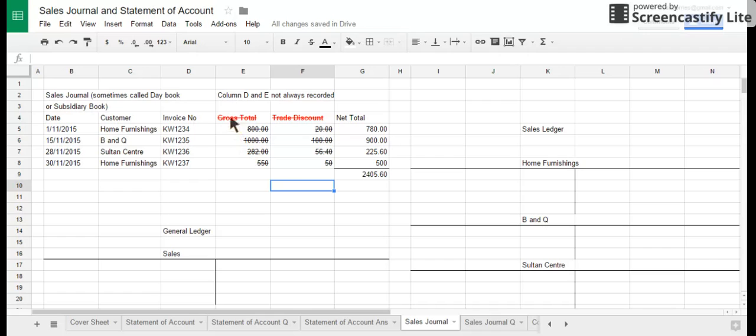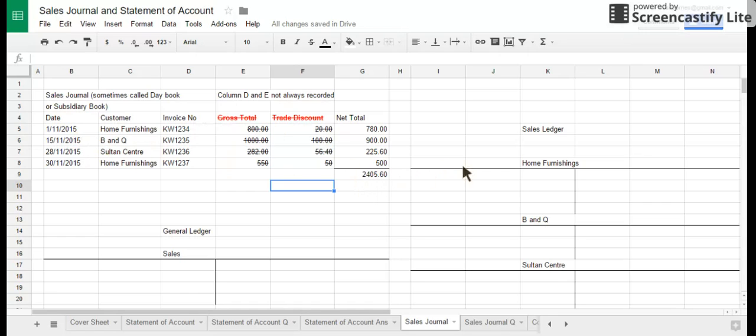It's far more common to see in there now the gross total and the trade discounts, because firms very often want to know how much discount in total they've been giving people, even if it doesn't get recorded in a ledger account anywhere. Quite straightforward what we need to do.